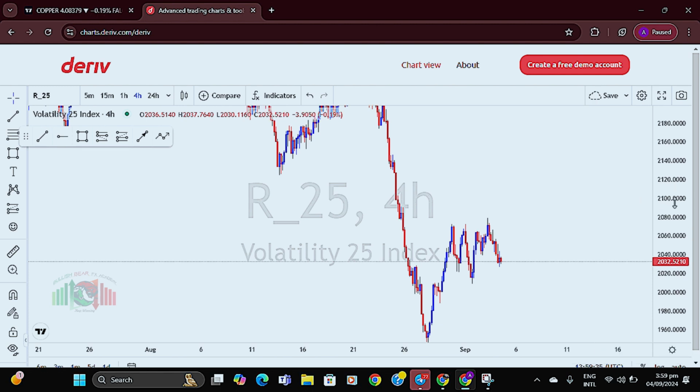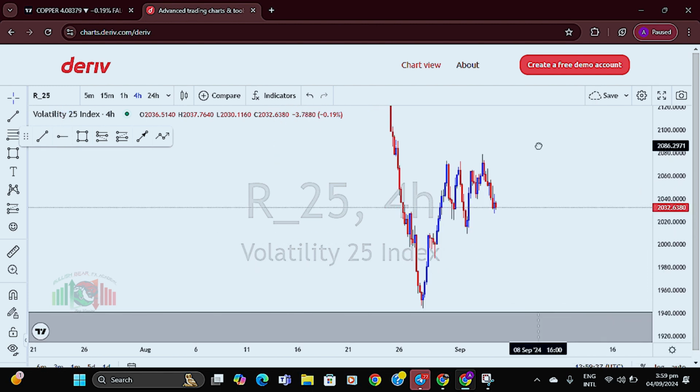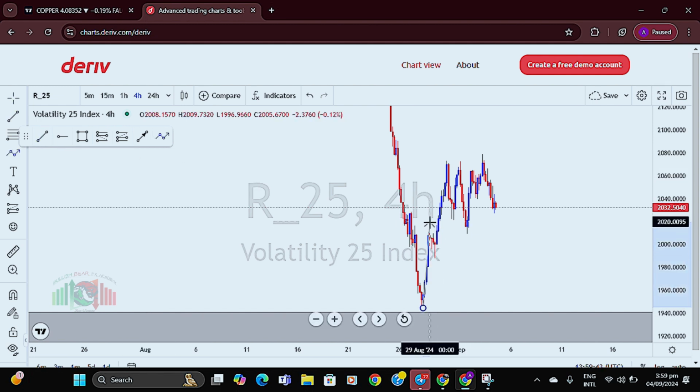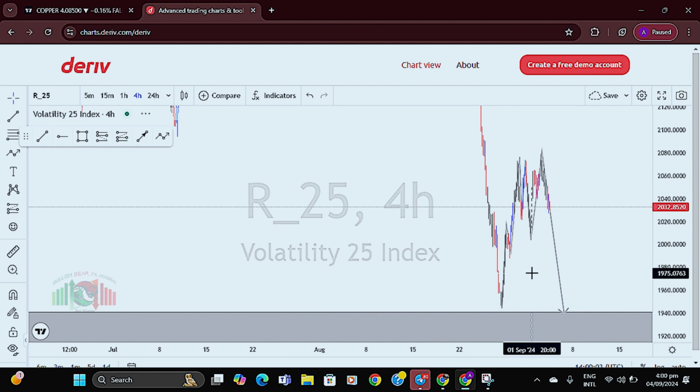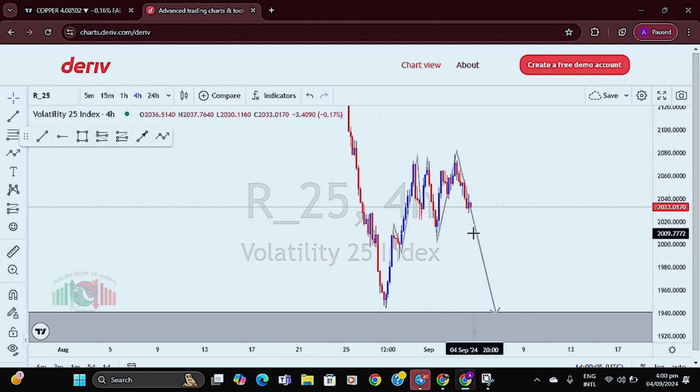So here I'm seeing the market creating something like this, going to the upside. This is just an entry to go to the upside, but it's creating a double top. Why do I say that it's a double top? Let me delete this and explain everything.